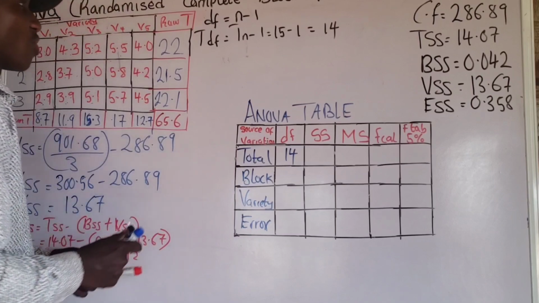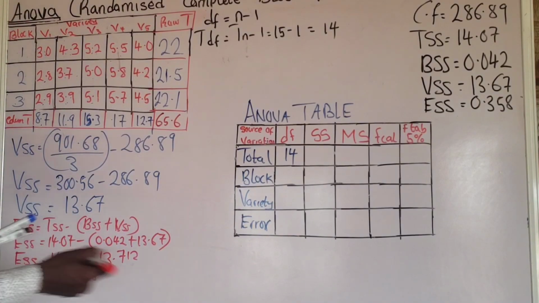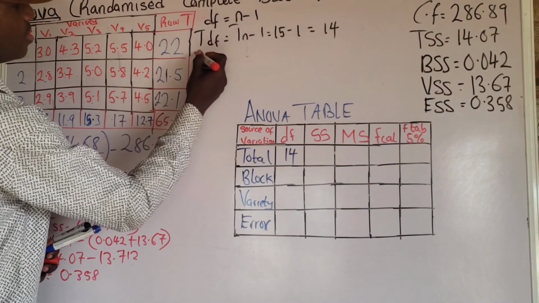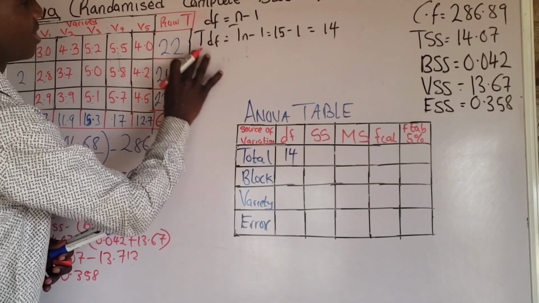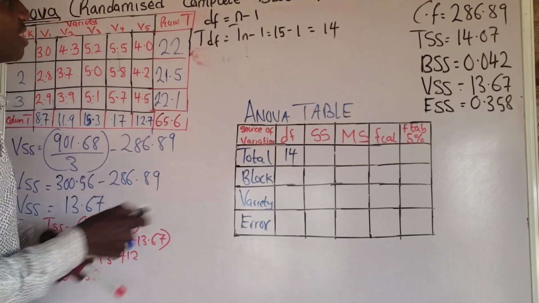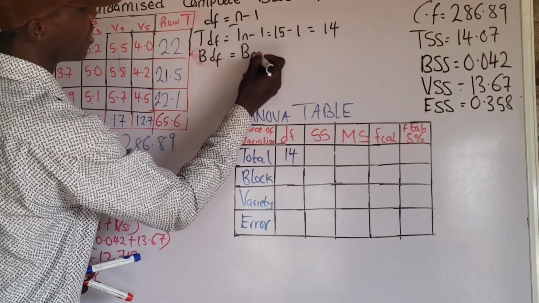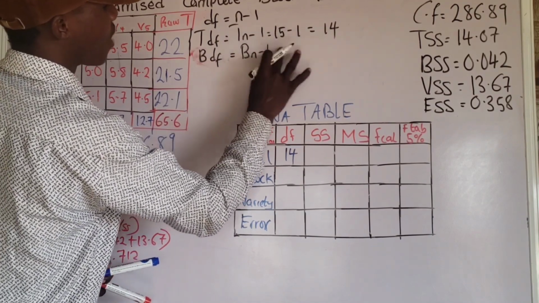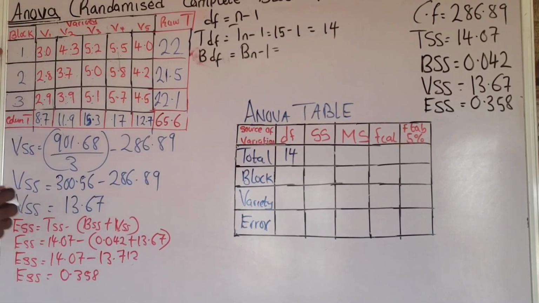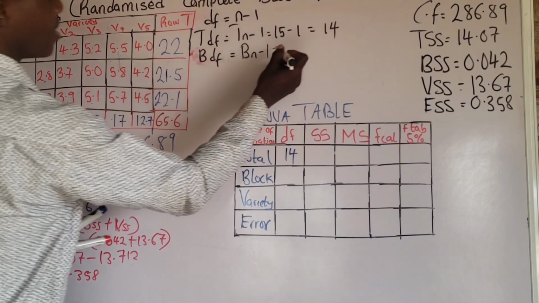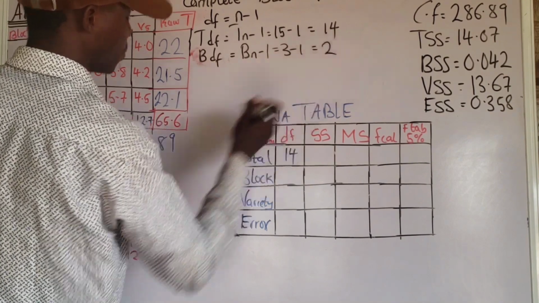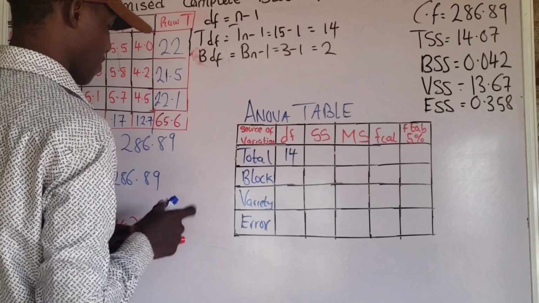Now let's move to block. Block degree of freedom is equal to the total number of blocks minus 1. How many blocks do we have in this experimental design? We obviously have 3 blocks. So 3 minus 1 is 2. So for this I'm going to have 2.